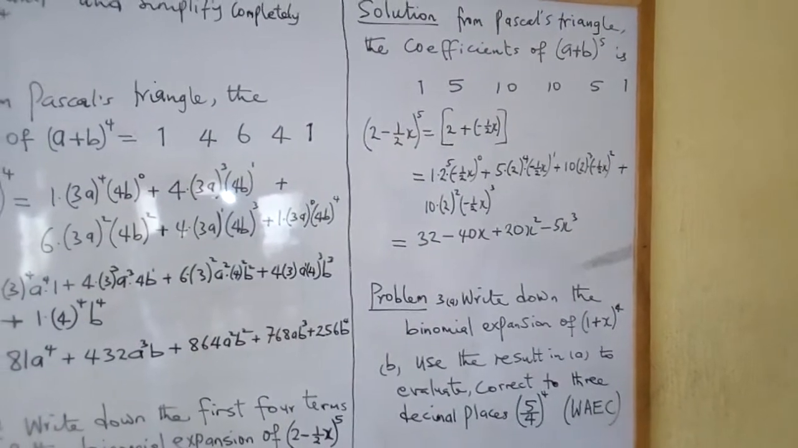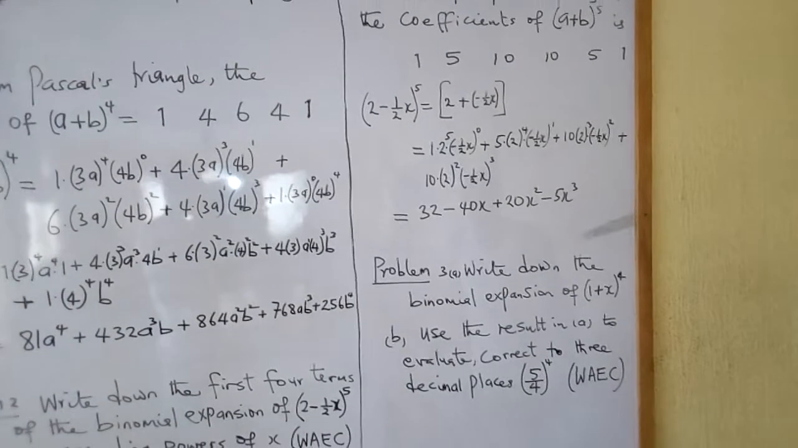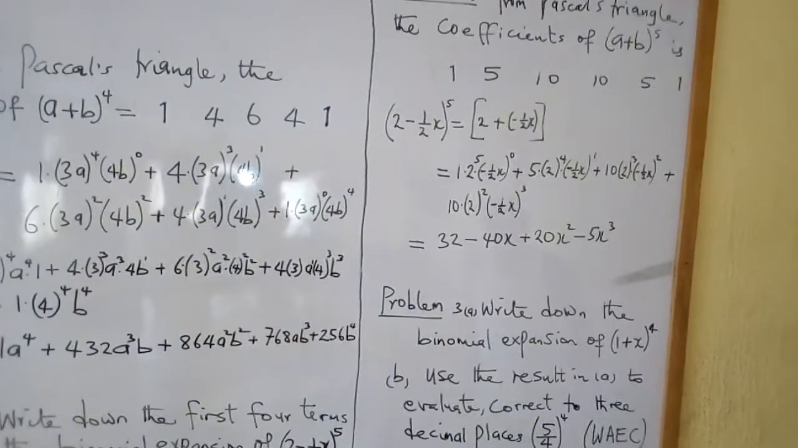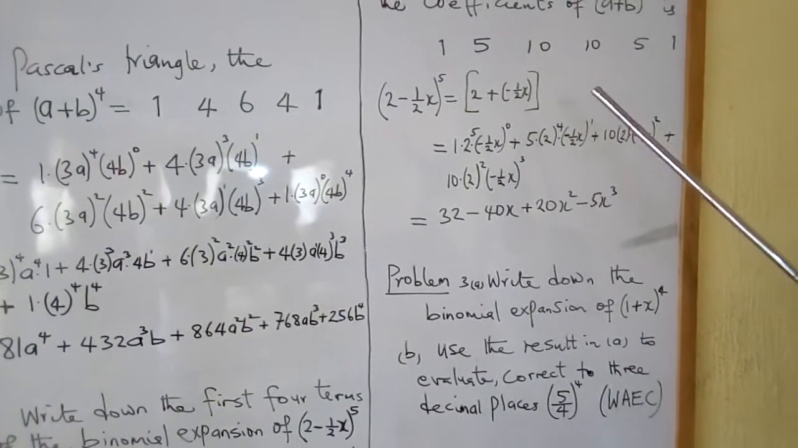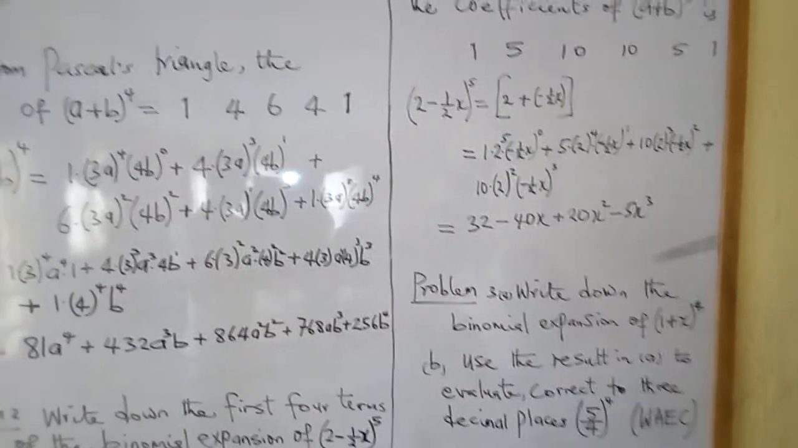Now we have to rewrite this expression (2 minus half x) raised to power 5. We can write it as (2 minus half x) raised to power 5 equals (2 plus minus half x) all raised to power 5.